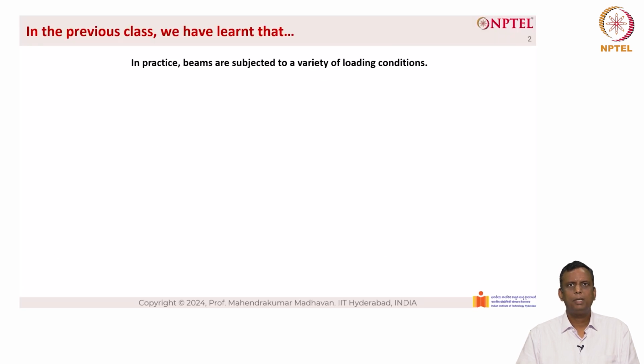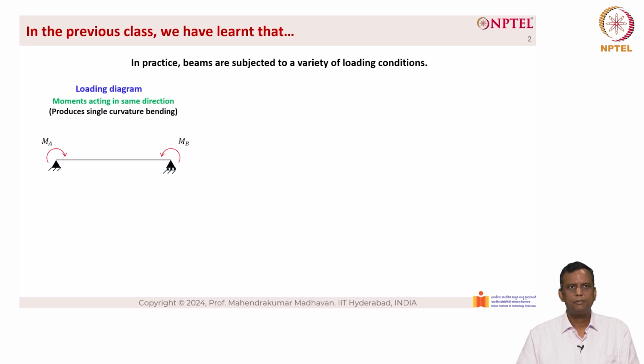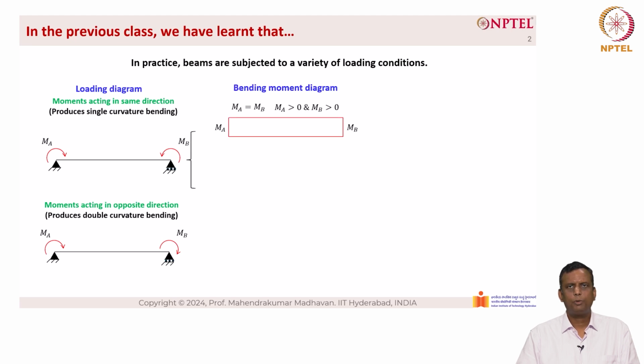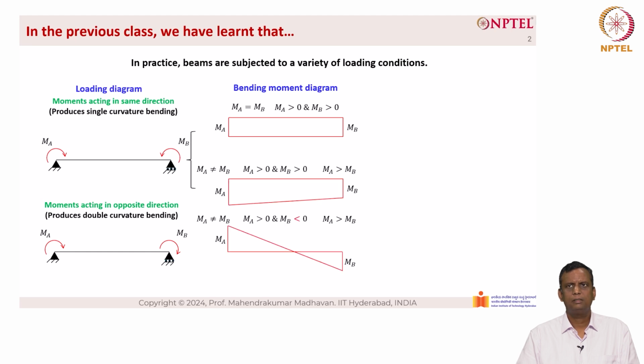In practice, beams are subjected to a variety of loading conditions. As you can see from the loading diagram on the left hand side, M_A and M_B are acting in such a fashion that it leads to a single curvature, but M_A and M_B can also act such that it produces a double curvature. The corresponding bending moment diagrams are shown on the right hand side, as you can see here.